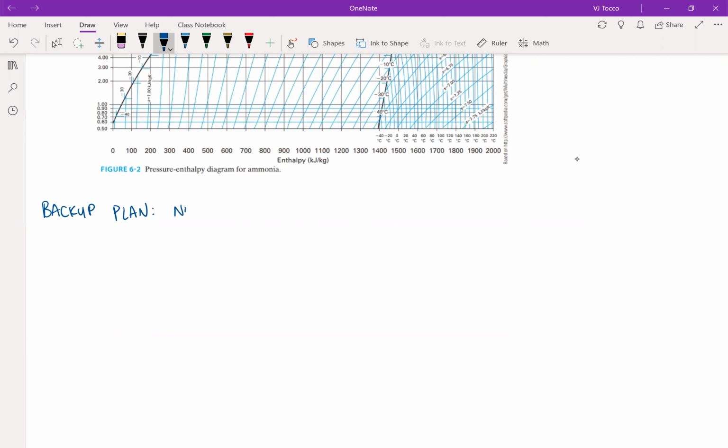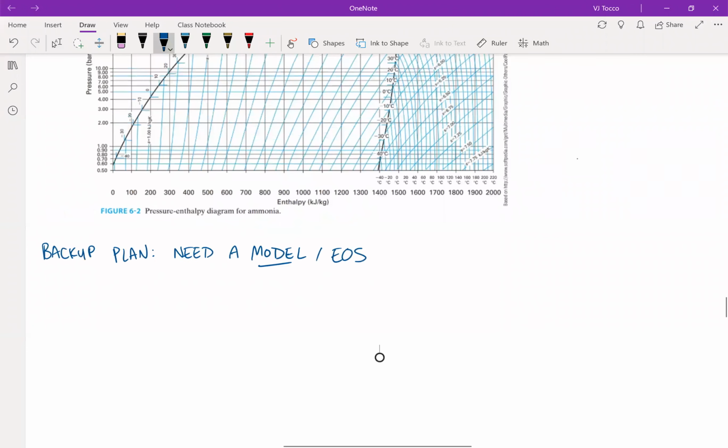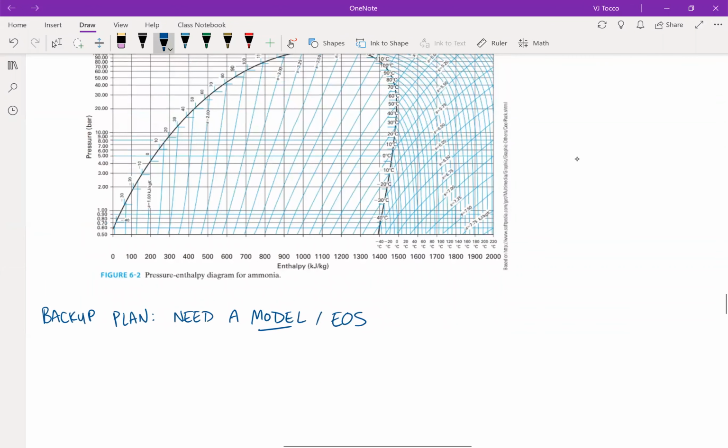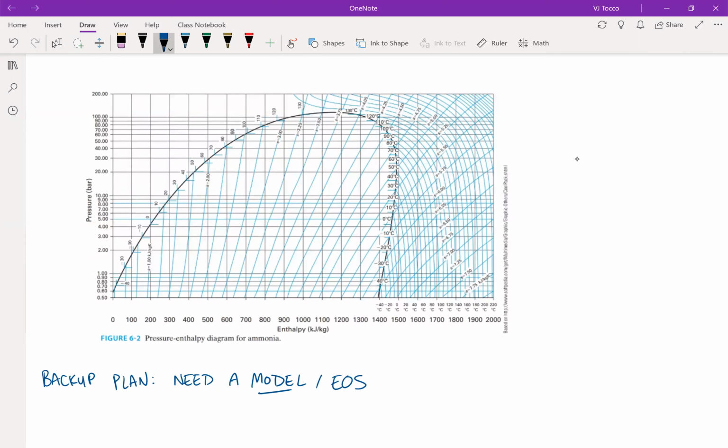So you need a model or equation of state. So a model is just an equation that closely approximates all of these lines. So in theory, there would be an equation for each one of these lines, or for all the lines together that incorporate whatever variable you're trying to relate, that you could redraw these lines on the graph if you wanted to.